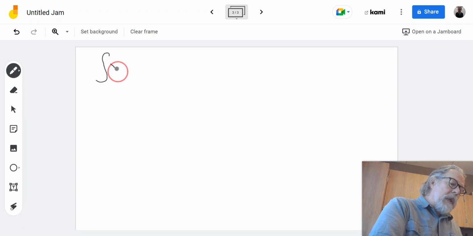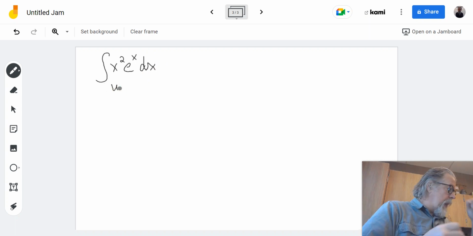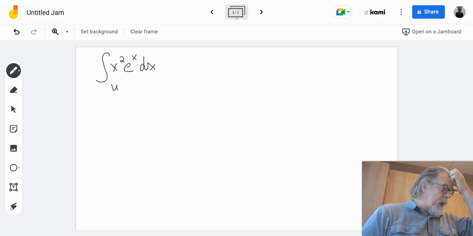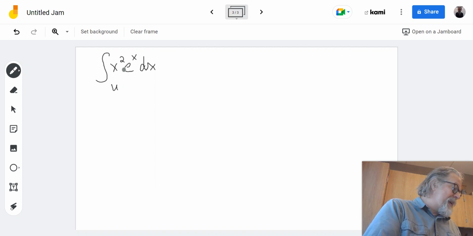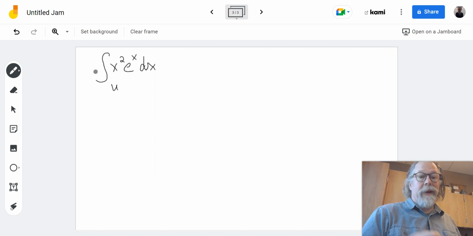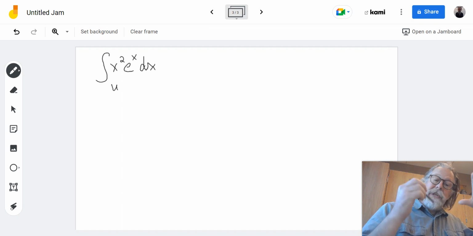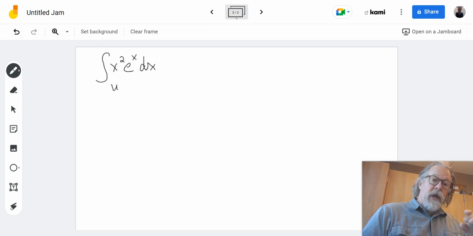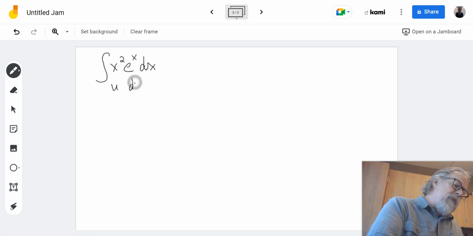Let's do a slightly more complicated function. I'm going to let u equal x squared. And just by the way, anytime you have a power of x, that's probably going to be your u, because every time you differentiate, it's going to go down by a power, and so that's helpful. And so dv will be equal to e to the x dx.